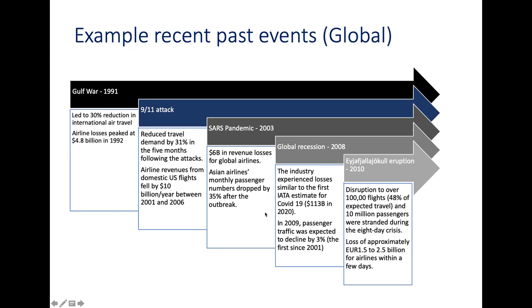SARS pandemic 2003, which was, I suppose, the first of the more recent pandemic-type events, really had an impact. 6 billion in revenue losses across global airlines, and for Asian airlines, monthly passenger numbers dropped by 35% after the outbreak. I mentioned earlier that there was an event that taught me a lot, and I think SARS was the one.